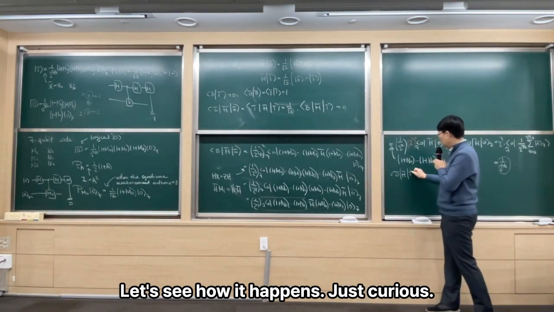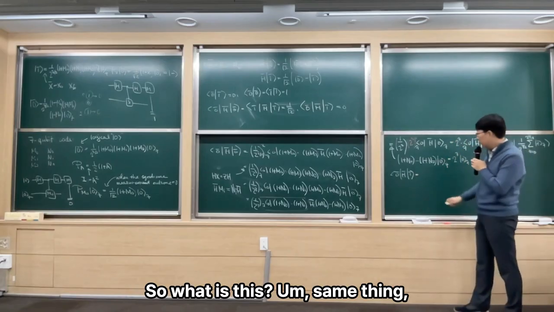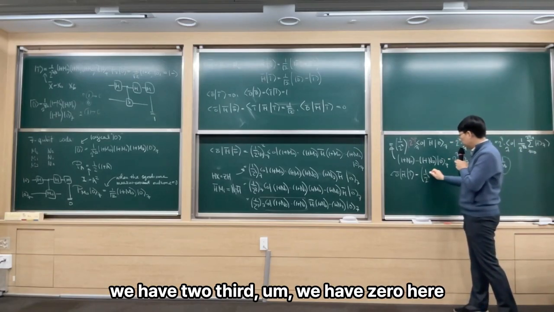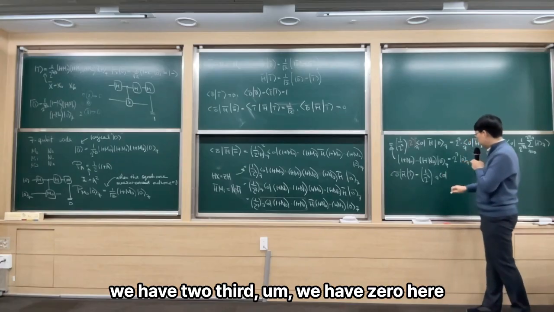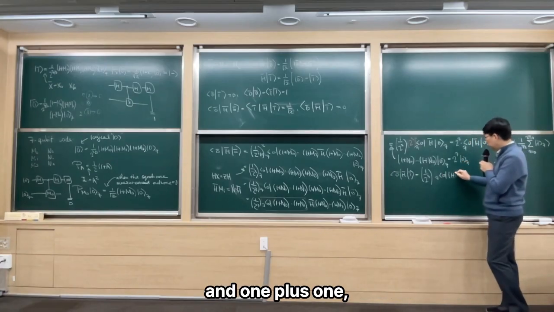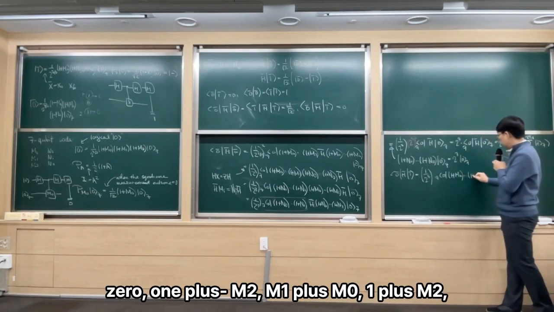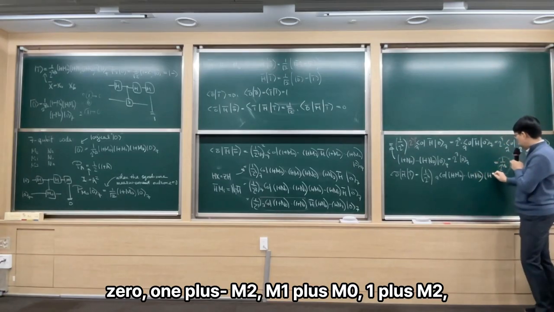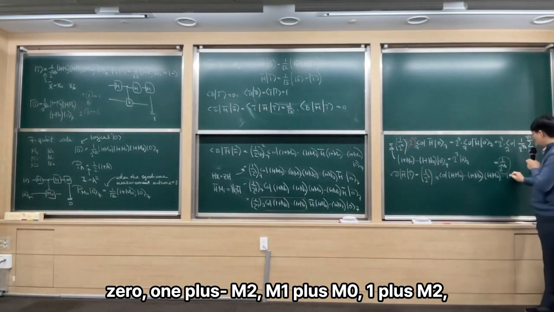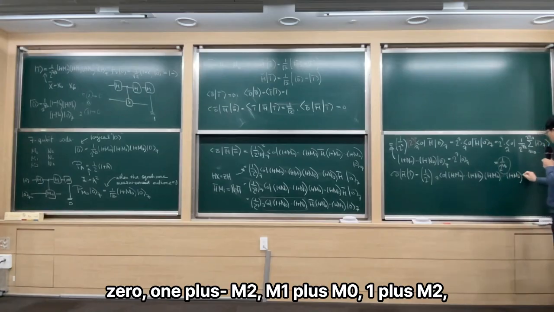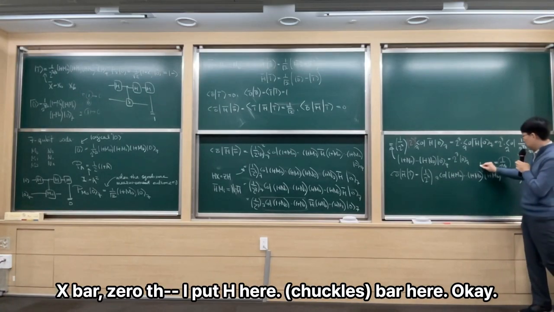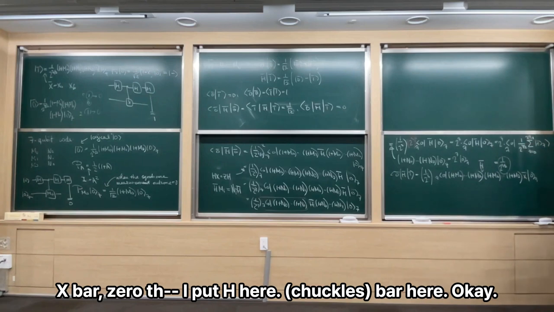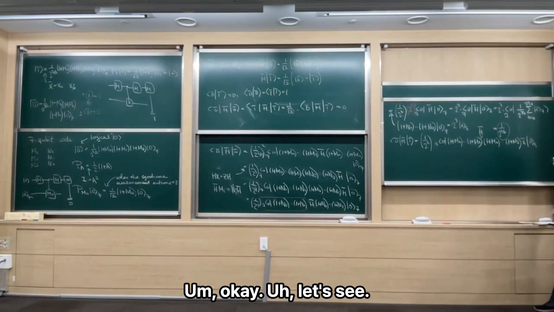It's curious. So what is this? The same thing where we have 2/3. We have 0 here, and 1 plus m0, 1 plus m2, and 1 plus m0, 1 plus m2, X bar, 0, what, H here, H bar here. Okay.